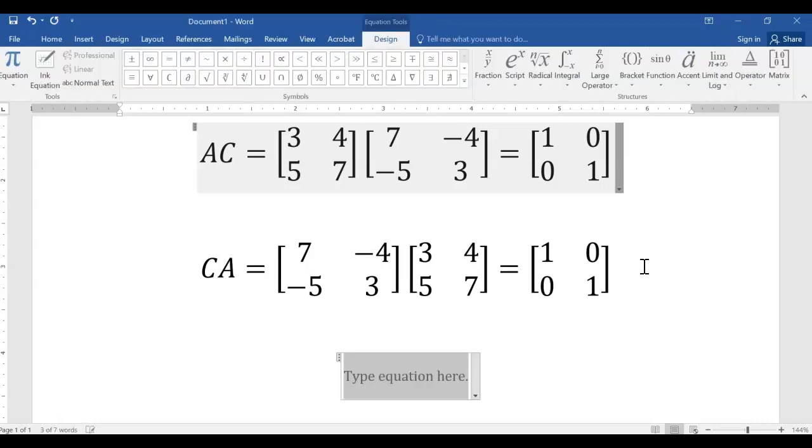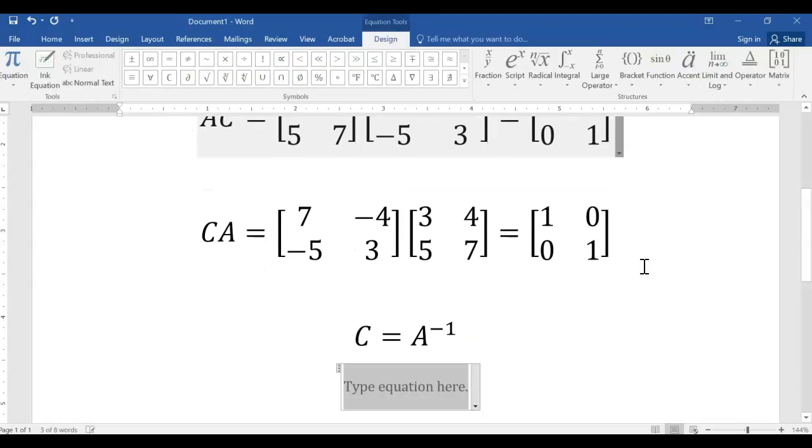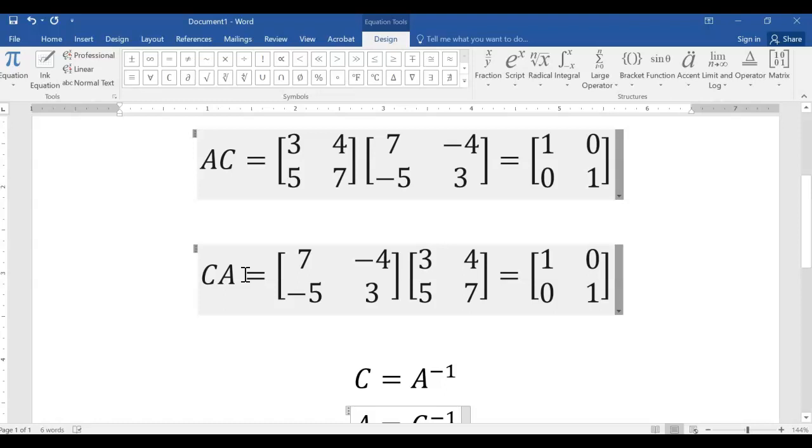And again, what we would do is we'd say, well, A inverse is C, or maybe I should write it the other way. C is A inverse. And also, A is C inverse, right? For the exact same reason, okay? So these two matrices are inverses of one another.